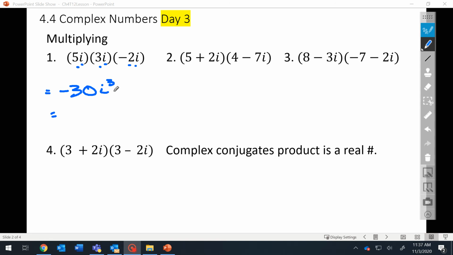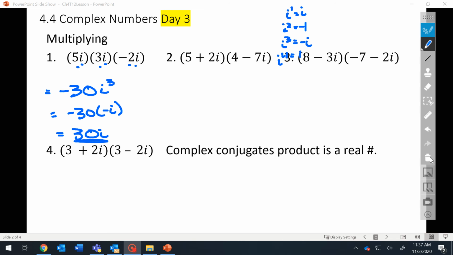So if you remember, i should never have an exponent on it. So you have to recall back to the cycle of i's. i to the first is i, i squared is negative 1, i cubed is negative i, and i to the fourth is 1. So this i cubed would become negative i. And negative i times negative 30 is just 30i. Alright, so that's our simplified form, 30i, because the i squared inside the i cubed becomes a negative 1.